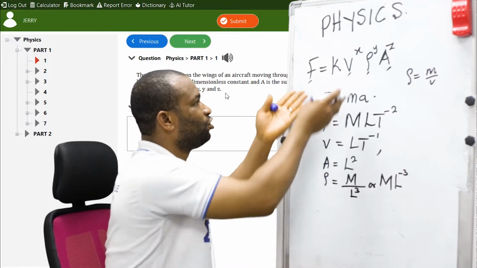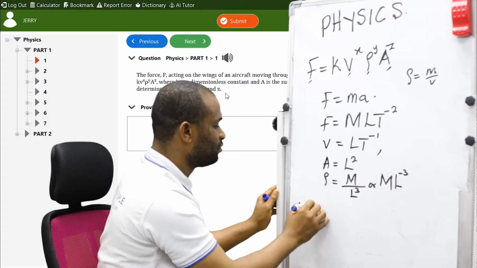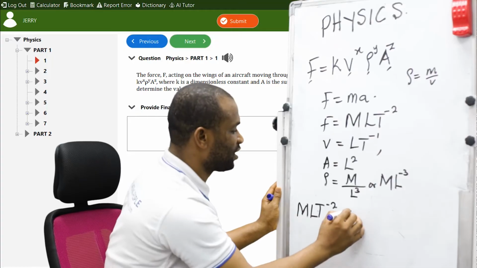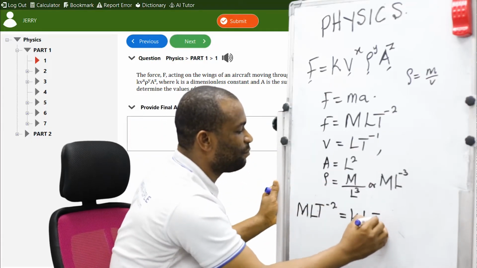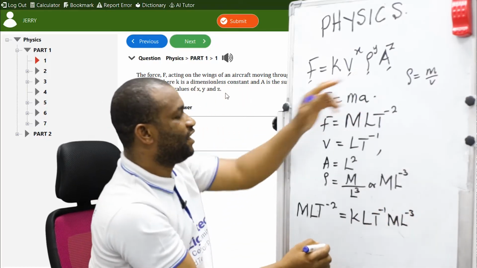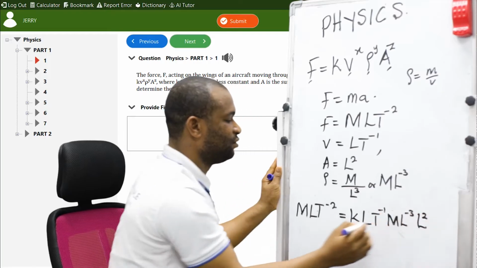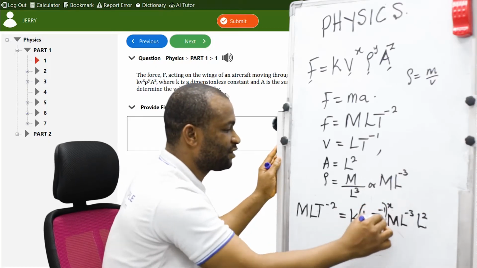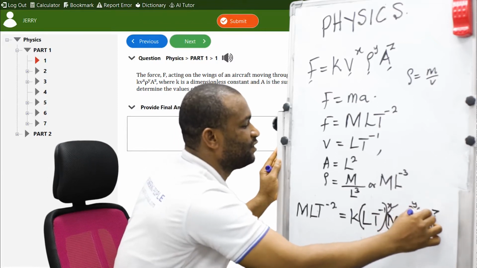So the next thing I'm going to do is to substitute all of them into the equation of the force. That is given as M L T raised to power minus 2 is equal to K. K is a dimensionless quantity, but I still have to put it here. V is given as L T raised to power minus 1, and rho is going to be M L raised to power minus 3, and A is going to be L raised to power 2. Now remember, V is raised to power X, so everything on this V is going to be raised to power X. Everything on this density is going to be raised to power Y. And everything here is going to be raised to power Z.